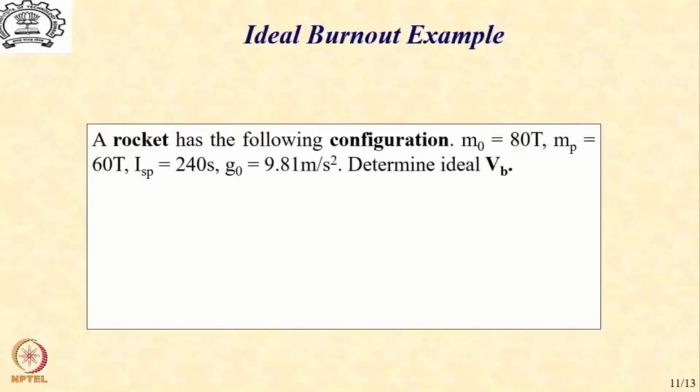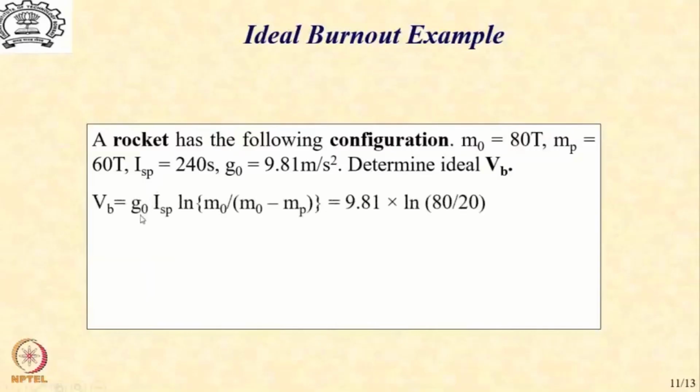Let us see what is the ideal burnout velocity that we are going to get. So what we do is we use this expression, g naught ISP ln m naught divided by m naught minus m_p, the solution that we have just now generated. Substitute these quantities and this is what we get. So we get a VB of about 3.2 kilometers per second, or 3264 meters per second, with the provision that at the end of this ascent mission 20 tons of mass will be left which is not burned, which means my burnout mass fraction is 0.25.